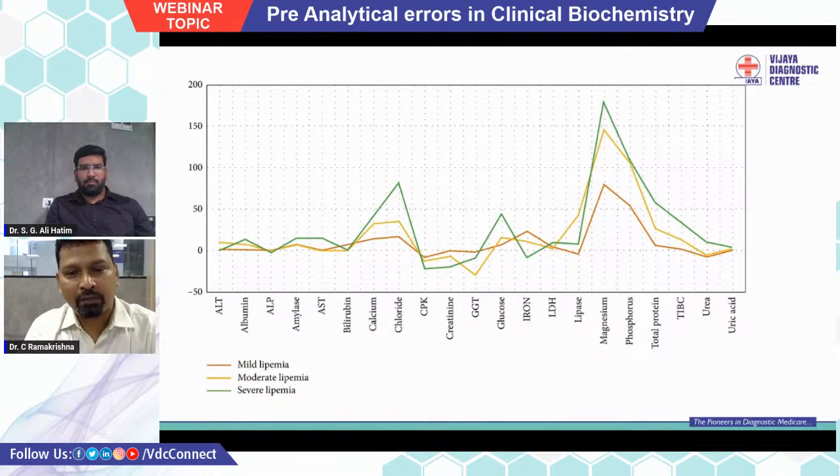This is a graph depicting the lipemia and the parameters affected. The green one is very much affected. Parameters like calcium, chloride, magnesium, and phosphorus seem to be very much affected due to lipemia.